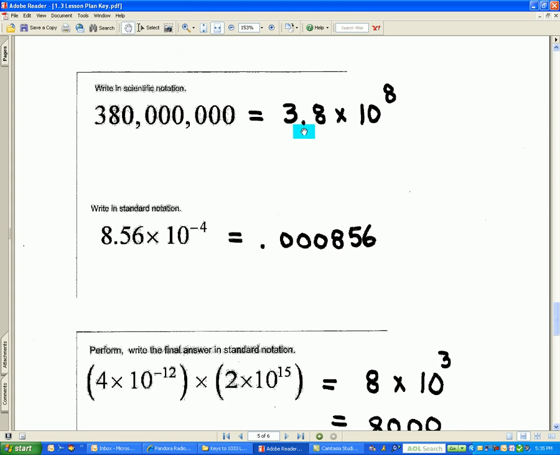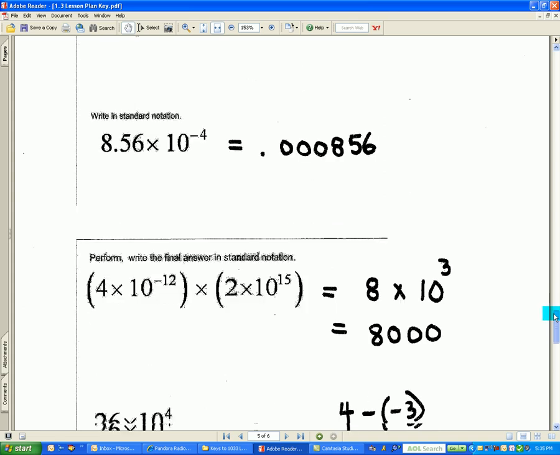Notice where I currently have the cursor. It's right between the 3 and the 8. If I move that decimal place 8 spots to the right, that would put me back to where it belongs in the original number. That's why the power I use on the 10 is a positive 8. So my final answer would be 3.8 times 10 to the 8th. A very good rule of thumb. If your exponent on the 10 is positive, you're dealing, especially the bigger, you're dealing with a fairly large number. That would be a really nice bank account, wouldn't it?